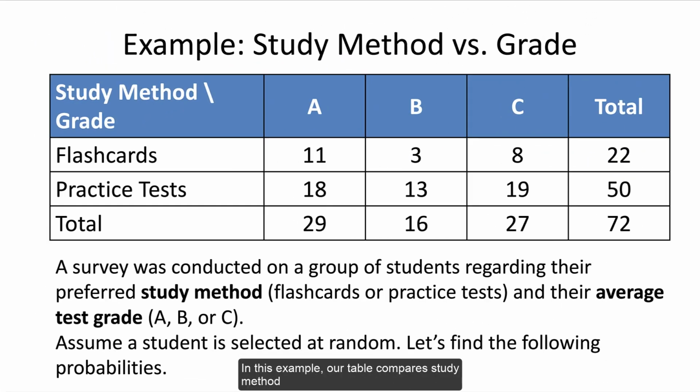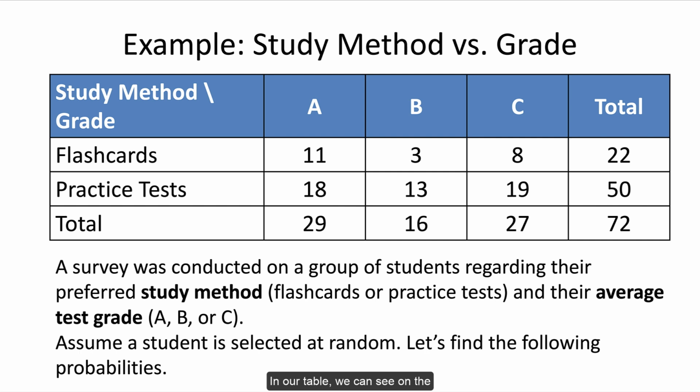In this example, our table compares study method versus grade. A survey was conducted on a group of students regarding their preferred study method, flashcards or practice tests, and their average test grade, A, B, or C.